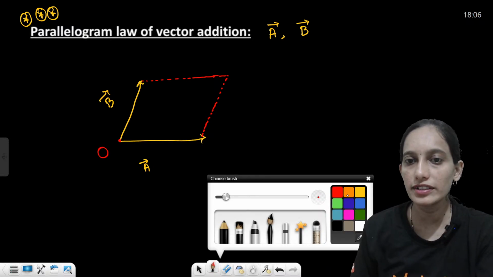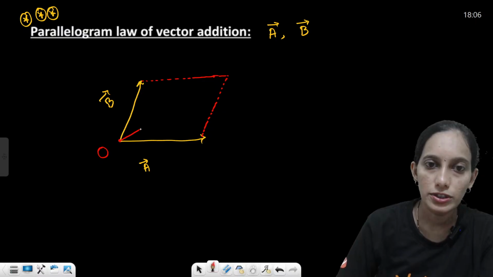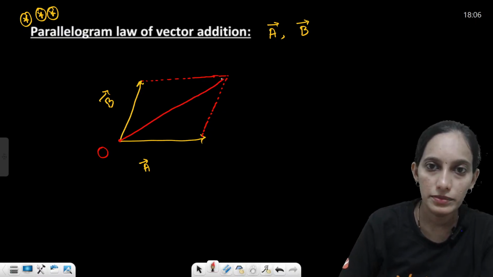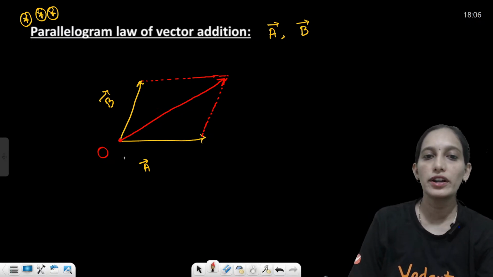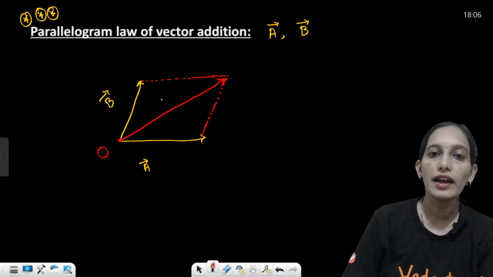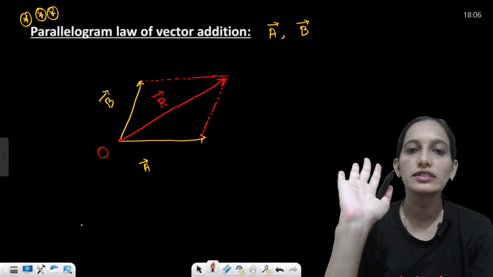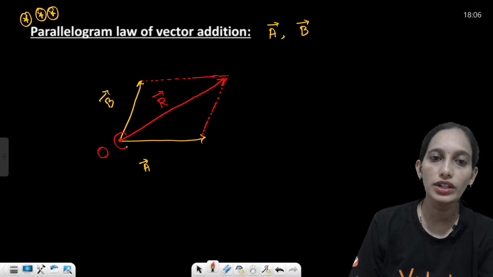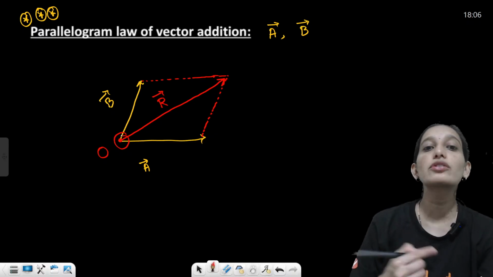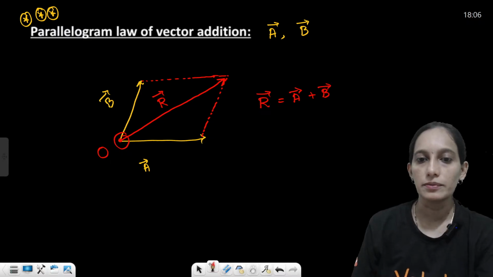Now if I draw the diagonal of this parallelogram from the point of intersection of A and B, that is the common point or the tail intersection point, I am going to get the resultant of A and B. What happens here is two vectors are represented as two sides of the parallelogram. Now the diagonal passing through those two adjacent sides is going to give me the resultant of the vector. So again R vector is equals to A vector plus B vector.